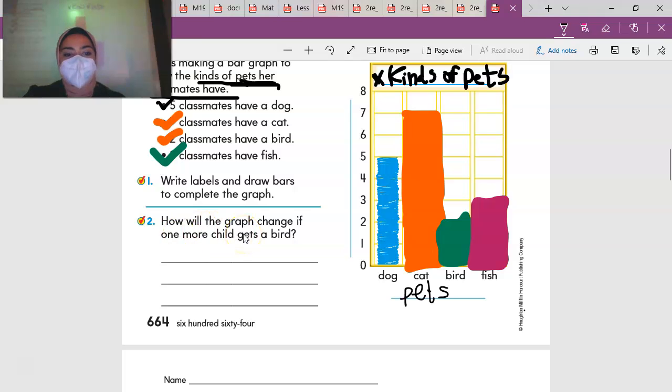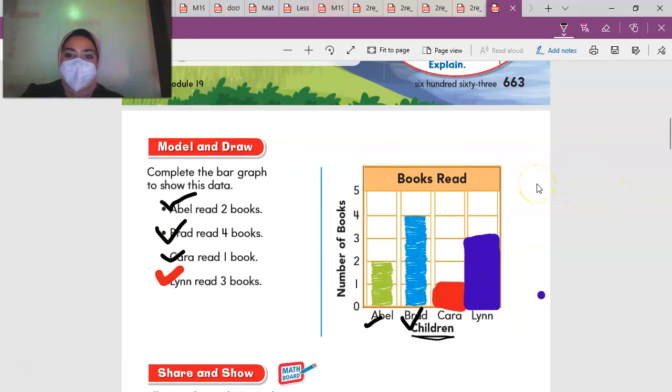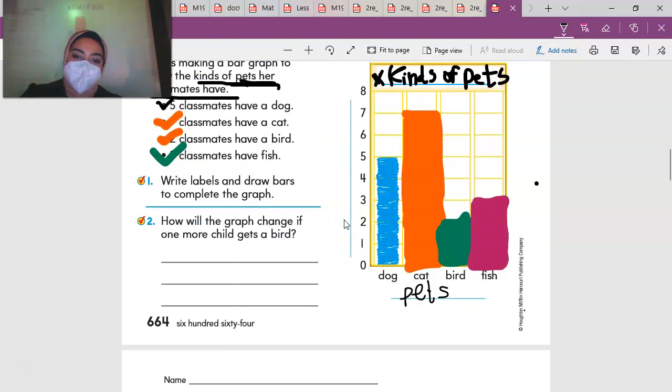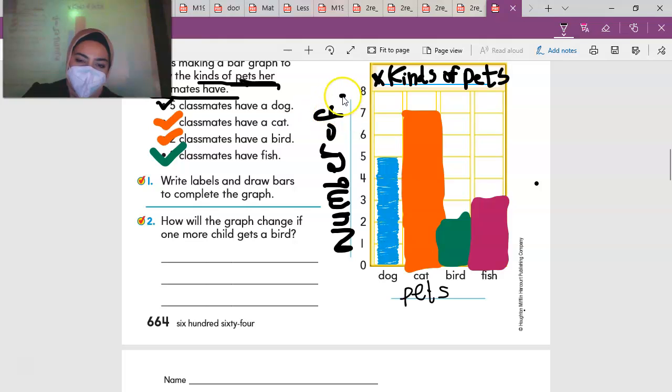How will the graph change if one more child gets a bird? Oh, raise your hand. Renaya? Oh, here? That's a good point. What do you think we're going to write here? Let's look at the example at the top. Good point. It says number of books. So what do you think this one is going to say? Good job. Number of pets. So you're going to write that here. You might have to flip your book so you can write it because it's going to be written sideways. Number of pets. Thank you for raising your hand, Renaya.